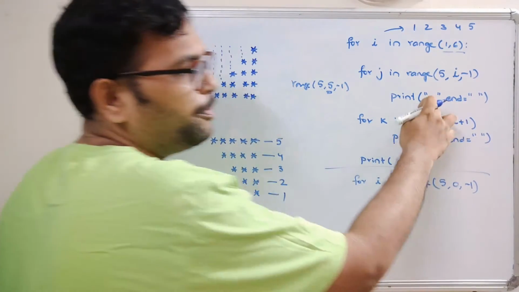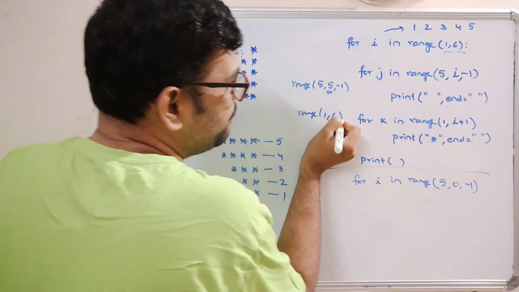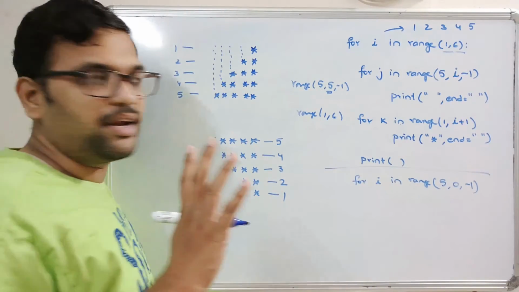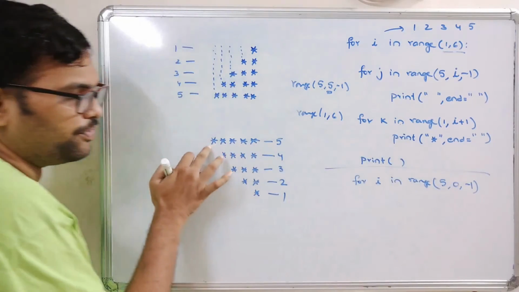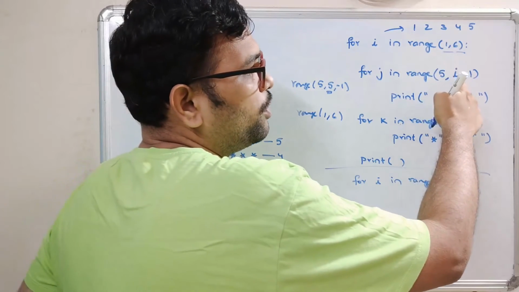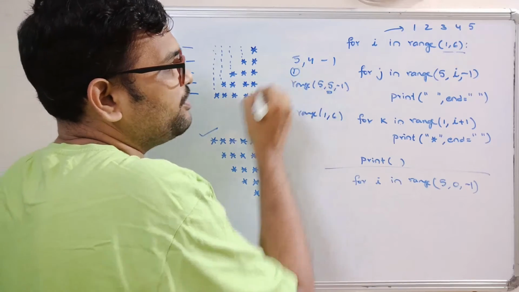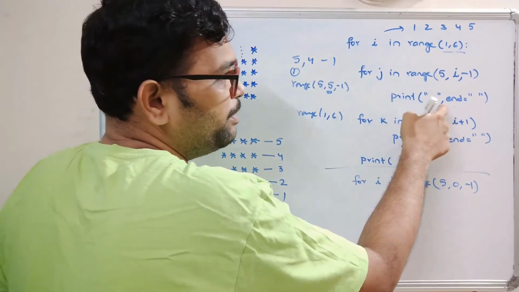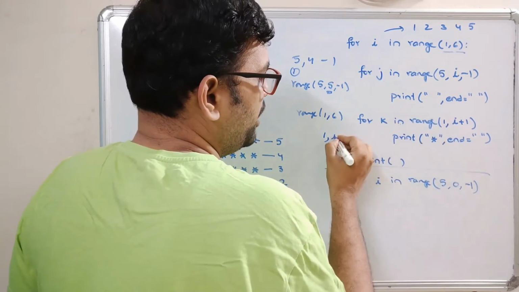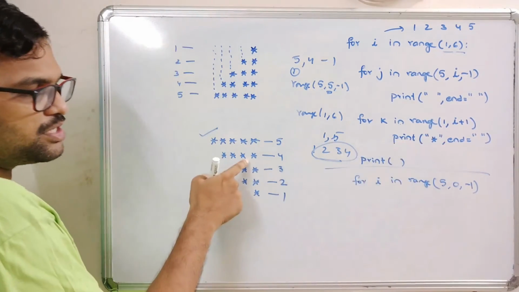So 0 spaces will be printed, and k in range 1 to 6, that means it will iterate 1, 2, 3, 4 and 5. So total 5 iterations, 5 stars will be printed. So in the first line 5 stars will be printed. In the next line, range 5 comma 4 comma -1, so only one time it will be iterated. That means one space will be given, and then k will be iterated with 1 comma 5. So that means 1, 2, 3, 4, 4 iterations. So 4 times a star will be printed.